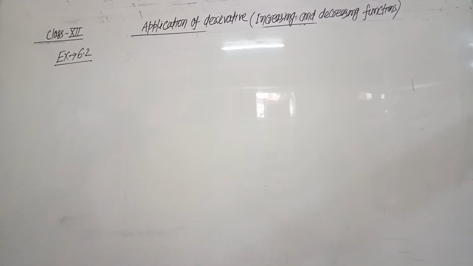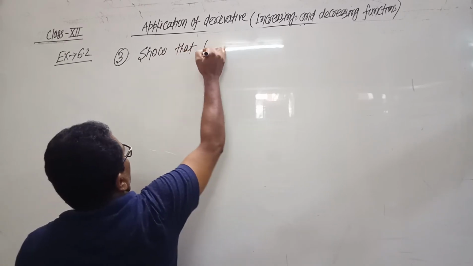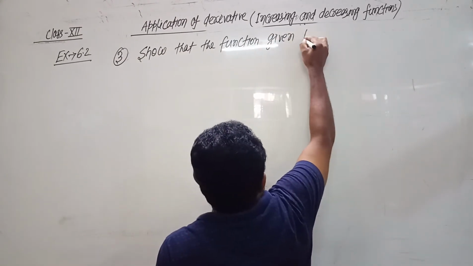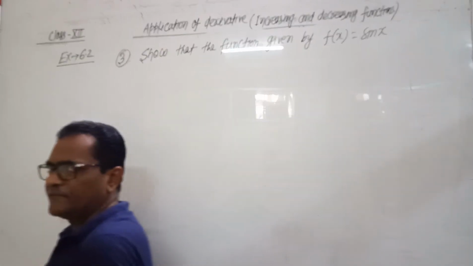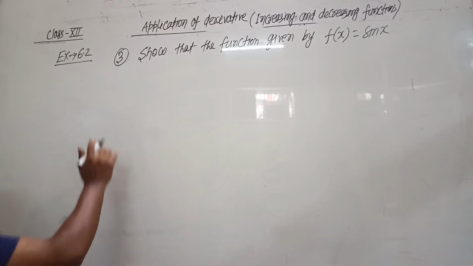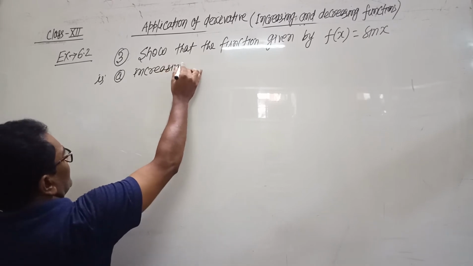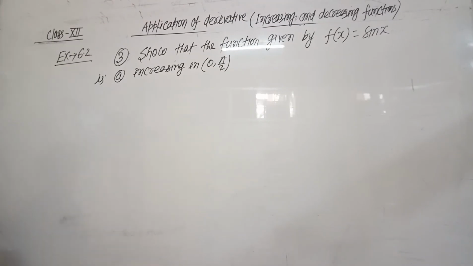Question number 3. Show that the function given by f(x) equals sin x is: A part, increasing in the open interval 0 to pi by 2.